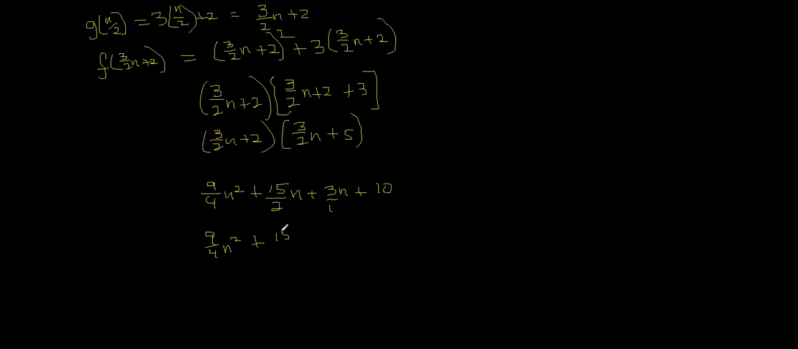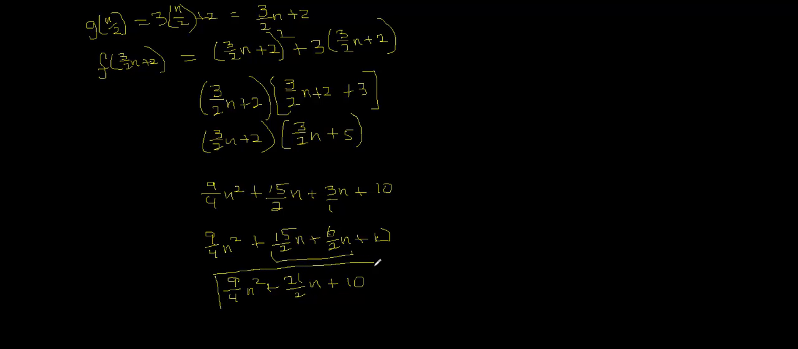plus 15 over 2 n, and this becomes 6 over 2 n plus 10, so I can add these. So 9/4 n squared plus 15 and 6 becomes 21 over 2 n plus the 10 over here. As you can see, this one is quite long. As they do in Algebra 2, they go pretty fast, they get complicated. Let's try one more.